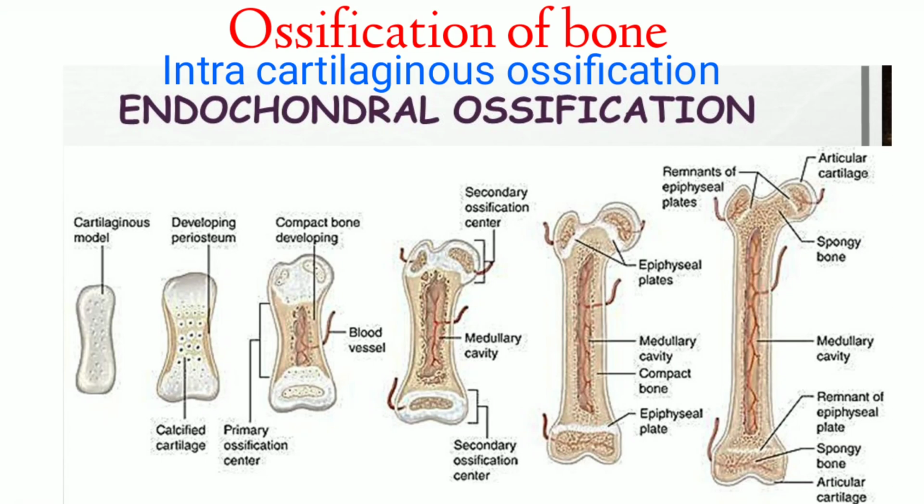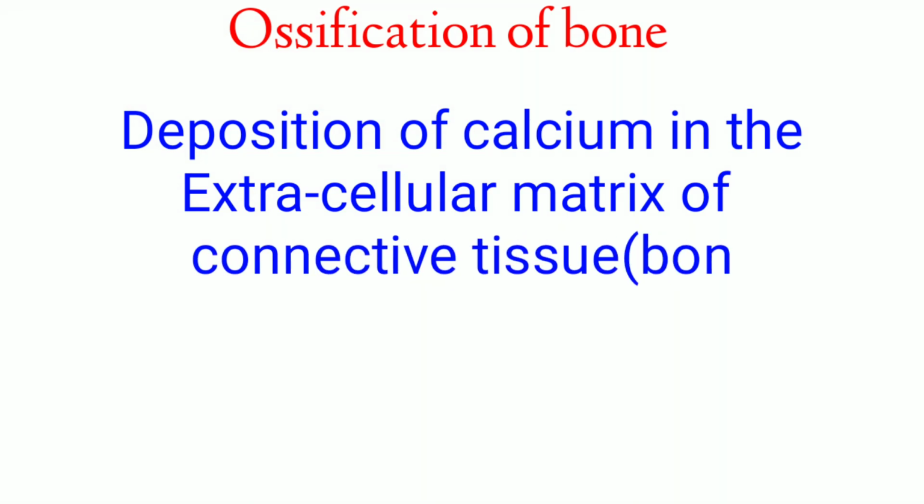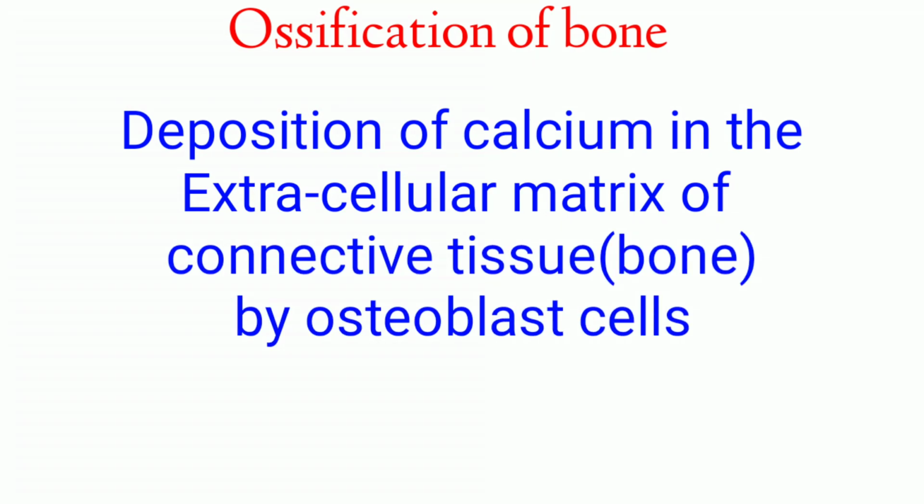In this type, the mesodermal model first forms a cartilaginous stage during the second month of intrauterine life. This formation of cartilage is called chondrification. Later, after the birth, cartilaginous model will be replaced by bones by endochondral ossification. The bones formed by this type of ossification are called cartilaginous bone. Ossification is nothing but deposition of calcium in the matrix of the connective tissue by osteoblast cells.